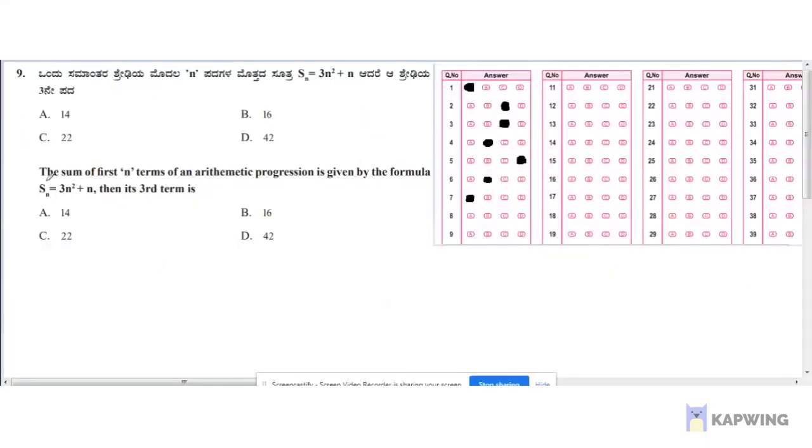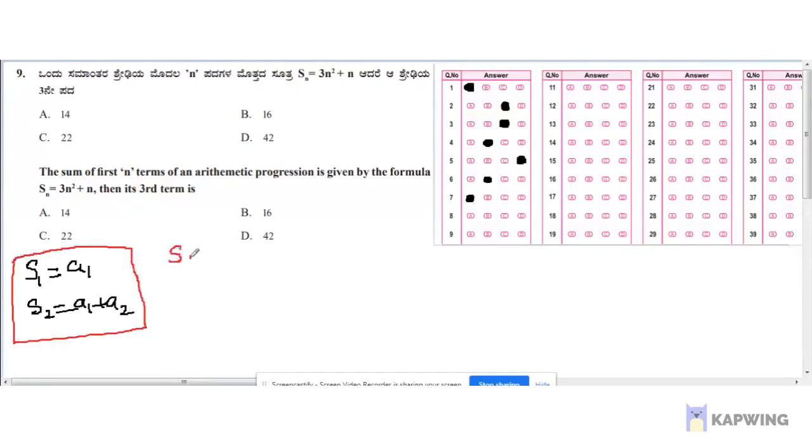9th question. The sum of the first n terms of an AP is given by the formula Sn is equal to 3n square plus n. Then we have to find the third term in the AP. Before doing the problem, we have to keep two formulas in mind. S1 is equal to A1. S2 is equal to A1 plus A2. If you know these two basic formulas whenever Sn is given, then half of the problem is done.